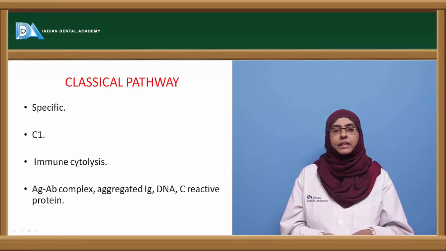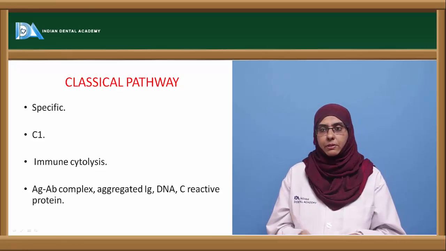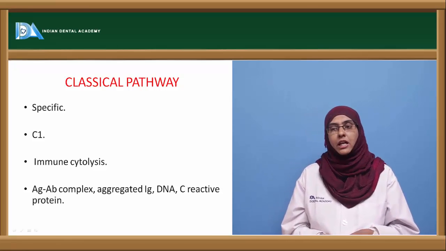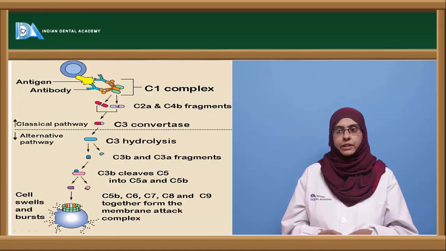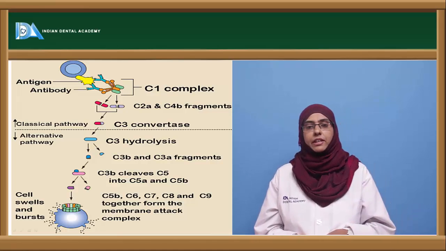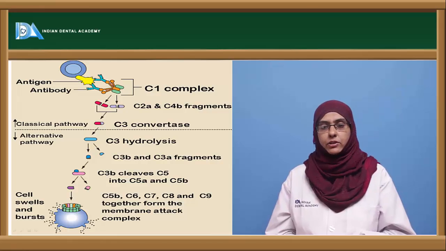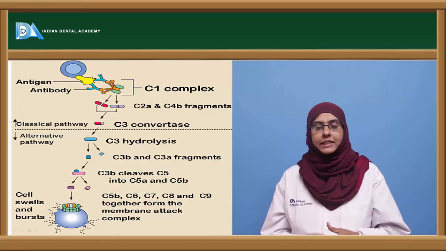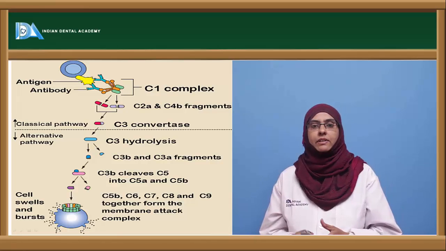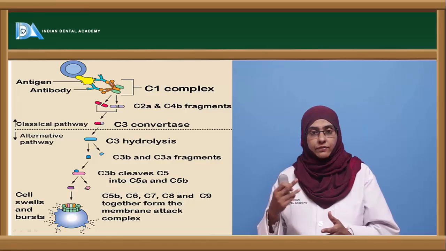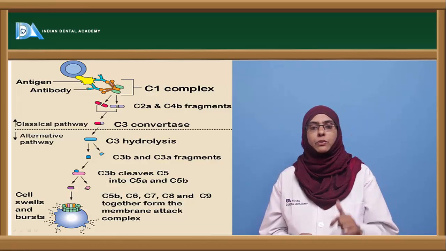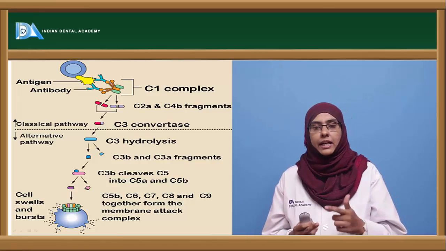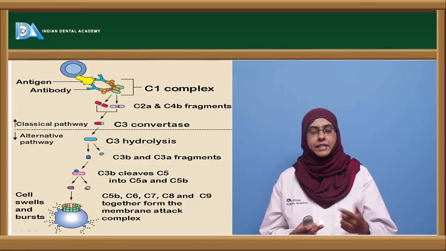The first complement protein that gets activated in the classical pathway is the C1 protein, and the other activators of this classical pathway can be aggregated immunoglobulins, DNA, or C-reactive proteins. Now let us see how the pathway proceeds to produce the membrane attack complex. The first complement protein is C1. C1 has three important subunits, called C1q, C1r and C1s. The C1q portion first interacts with the Fc portion of the antibody molecule, and you require two such antibodies. That is, as I told you, the antibody should be a multivalent one, either IgM or IgG.